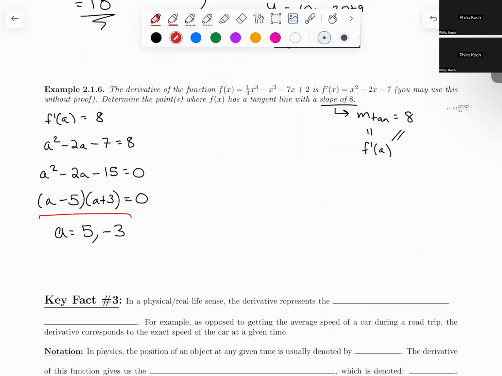And John Doe student, silly John Doe, he boxes in this as his answer. Why is he wrong?